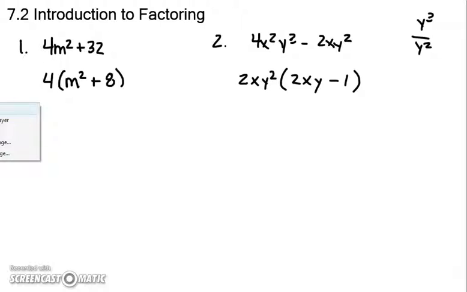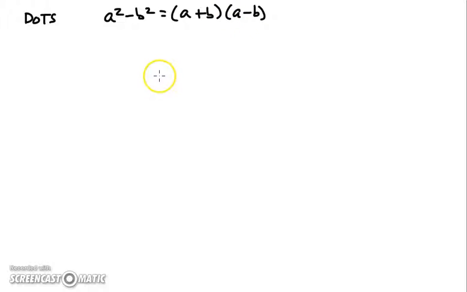So the next type of factoring that we're going to look at is going to be difference of squares. We're just going to call that DOTS, difference of two squares. If you look on your paper, it says a squared minus b squared is going to be equal to a plus b times a minus b. Actually, your paper says minus b times plus b, but it doesn't matter the order in which you multiply.